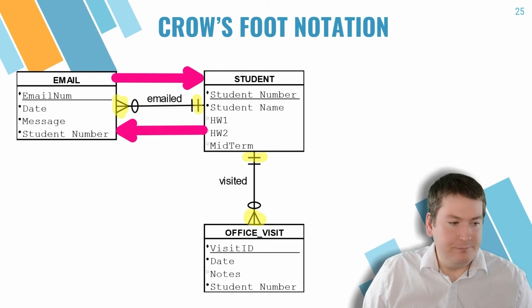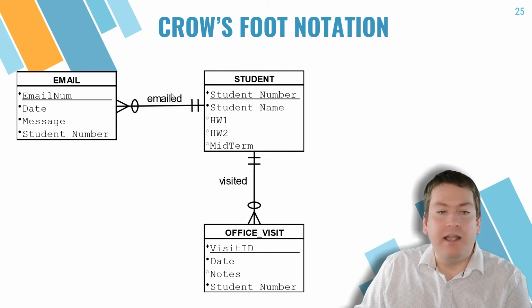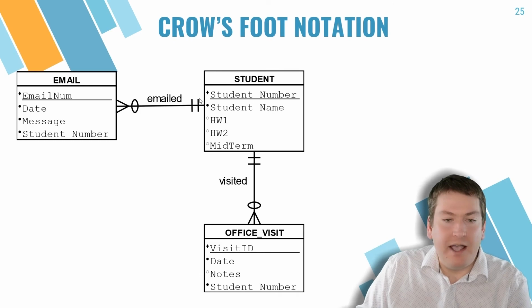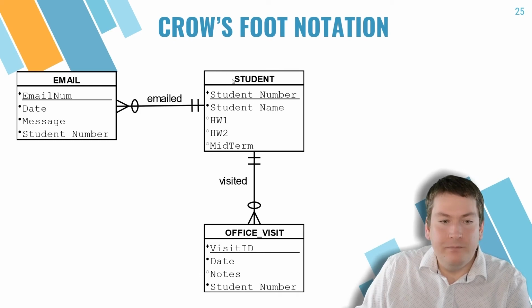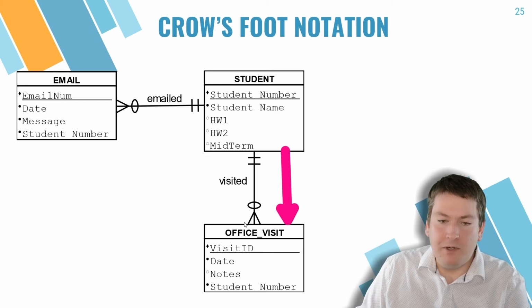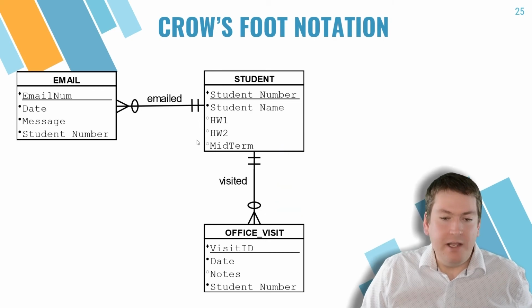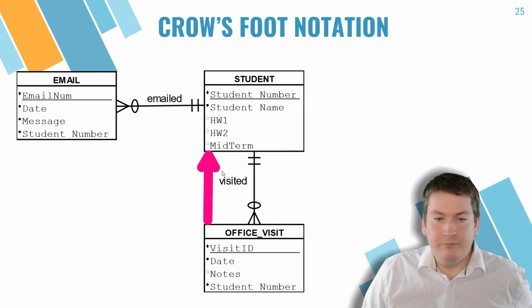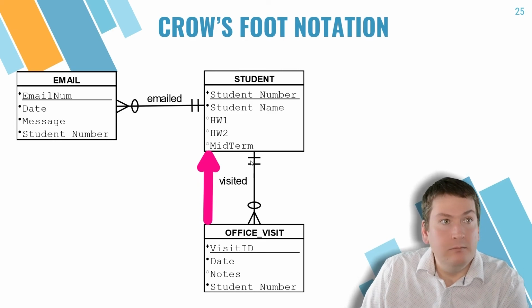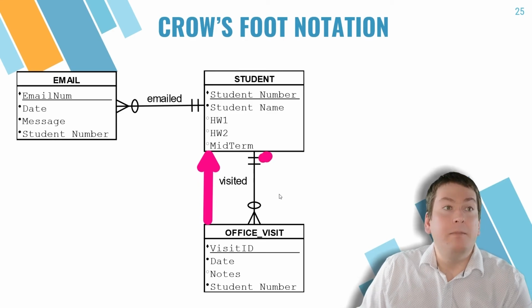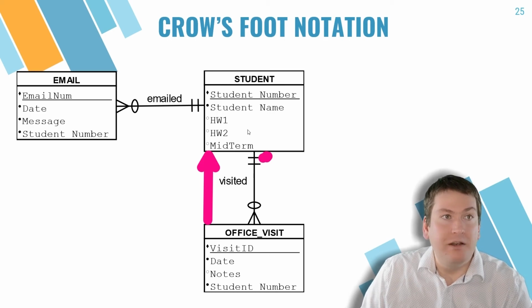So what does that mean? That means that in this relationship, email always has one student, while a student can have many emails. If we look down here, we're going this way from student to office visit. We read the cardinality here, and we see it's many. So a student can have many office visits. When we want to read it the other way for office visit, we go up, and we see the cardinality here is a 1. So that means that office visits always have one student.